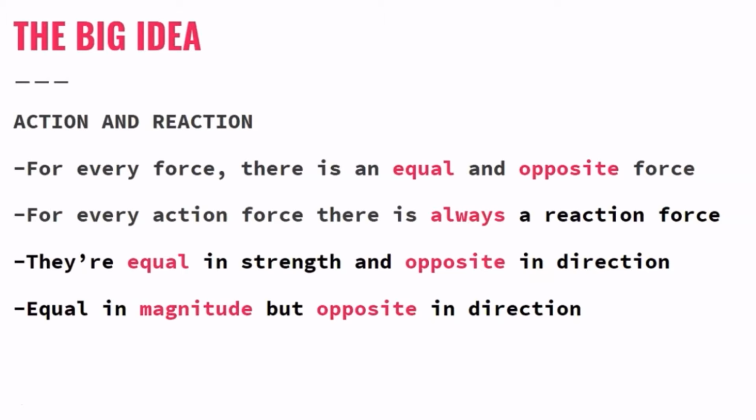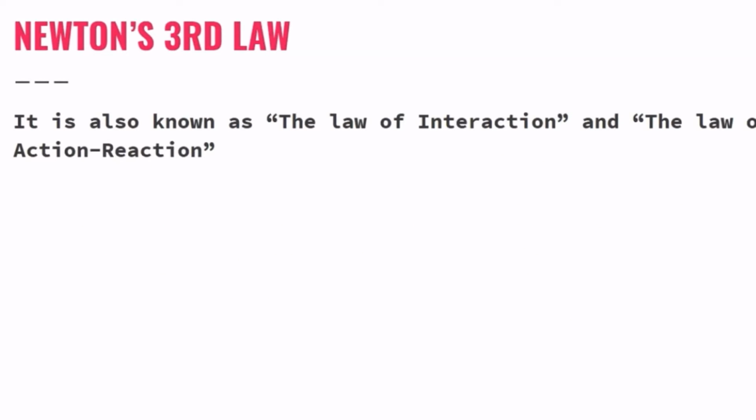Everything is equal and opposite. It's going to be the same amount of force, so equal forces every single time, but in opposite directions, or they wouldn't even be able to exert forces on each other. You can't really have a pair of forces that are in the same direction. They're equal in amount but opposite in direction. We're going to get more into it, so don't worry. For every action force there's always going to be a reaction force, or it's not even going to happen. It's also known as the law of interaction or the law of action-reaction.